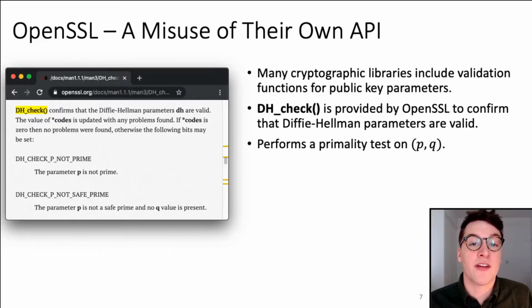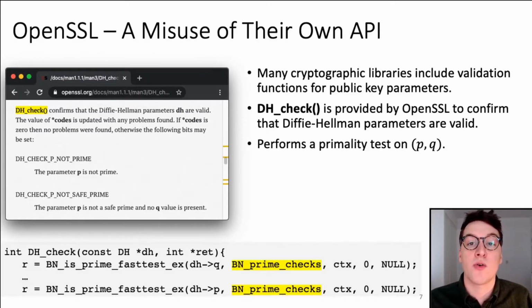So many cryptographic libraries include validation functions that check that public key parameter sets appear good for use. An example of such a check is OpenSSL's DH check. This is used to confirm that DH parameters are valid. The test, among other things, performs a primality test on both P, the prime used in Diffie-Hellman, and Q, the order of the subgroup generated. However, when calling the primality test on P and Q, OpenSSL calls the test with checks argument set to default, so it's determined by the function that we previously described.